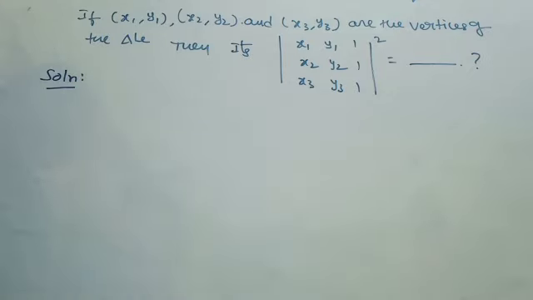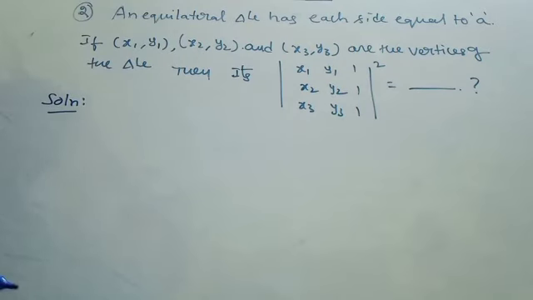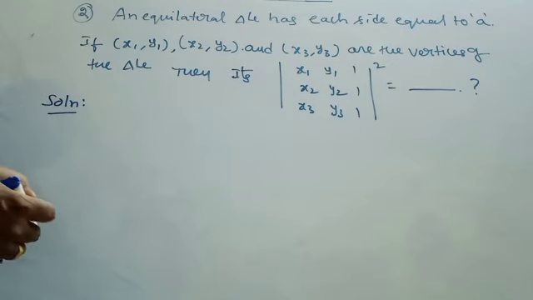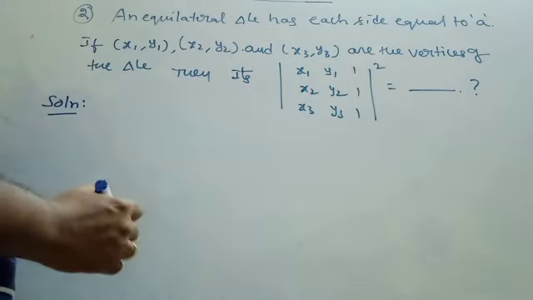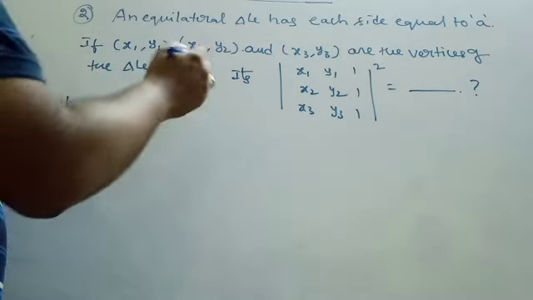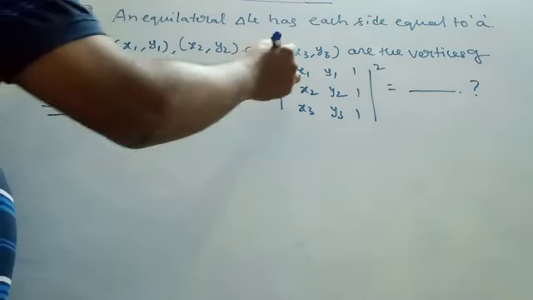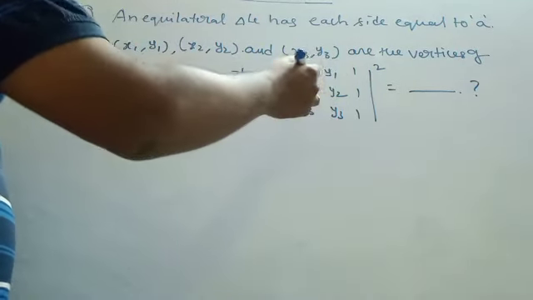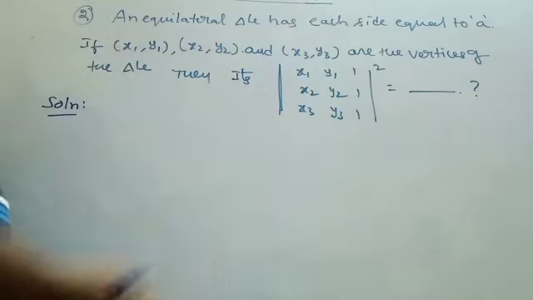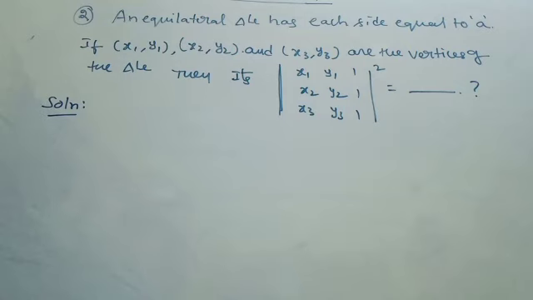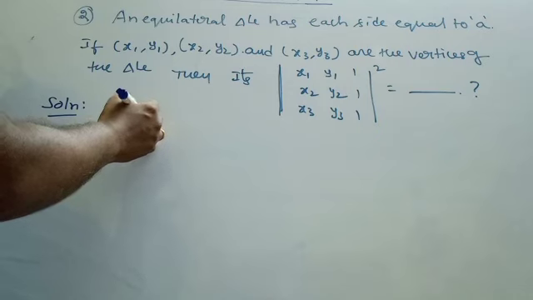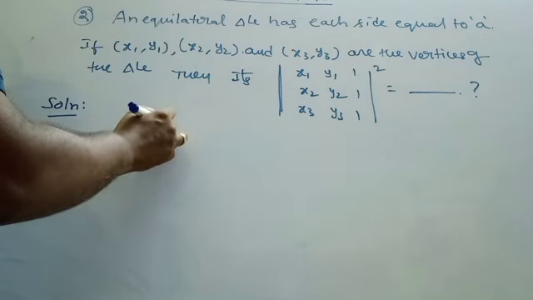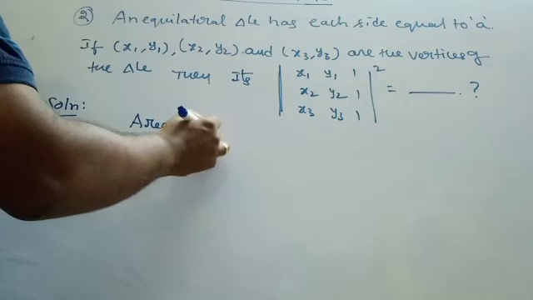See here, we have an equilateral triangle problem. Each side is equal to a units. If (x1, y1), (x2, y2) and (x3, y3) are the vertices of the triangle, then the determinant with rows x1, y1, 1; x2, y2, 1; x3, y3, 1, whole squared, equals what? It's a nice problem, a JEE Mains problem. How are we going to do it? We know that it is an equilateral triangle. They have given the area of the equilateral triangle.